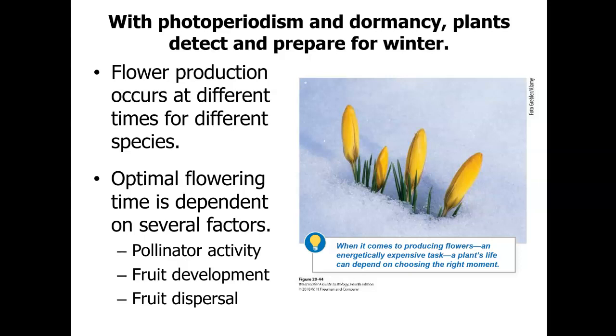So flower production occurs at different times for different species. Its optimal flower growth time is going to be dependent upon several factors. It needs pollinator activity, a fruit development time period, and fruit dispersal. So when it comes to producing these flowers, if you look over here at these that are starting to grow in the snow, if a plant's life depends on it, it has to choose the right moment. So chances are with that plant, the time of day started to get longer, the temperatures warmed up, and so the plant thought it was time to start growing. But unfortunately, that was just probably a short warm period during the winter, and soon after came the cold period again.